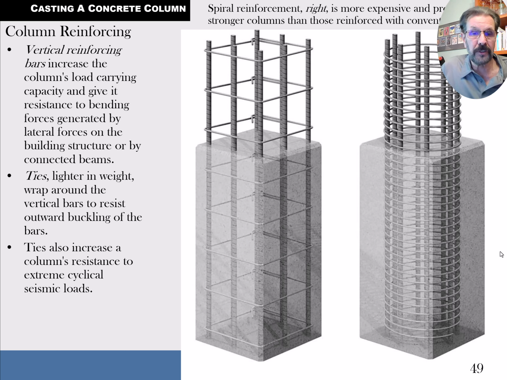The vertical steel is the stuff that's in tension as that column is being twisted or bent in any way, whatever the forces are that column is holding. The vertical steel is meant to take those kinds of tensile forces.